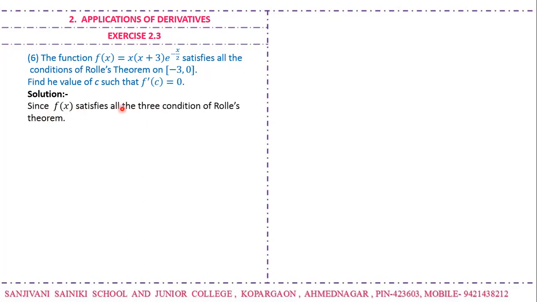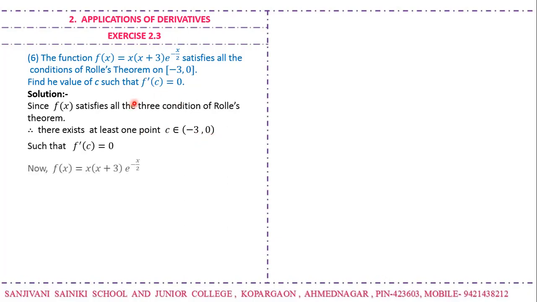Then f of x satisfies all three conditions of Rolle's theorem, as given in the problem itself. So there exists c in the open interval (-3, 0) such that f'(c) is 0. So initially we have to find the derivative of this function f of x. Here we have to use the product rule.